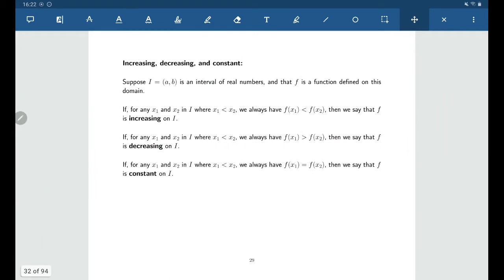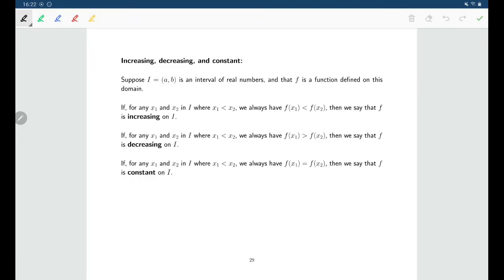Some other properties, and these are fairly natural as far as what they mean. The way that we're defining them might feel a little bit weird. So first off, we're talking about some open interval, open in the sense that I'm not including my endpoints. So an interval from A to B, not including the A, not including the B. And we've got some function that has that as its domain.